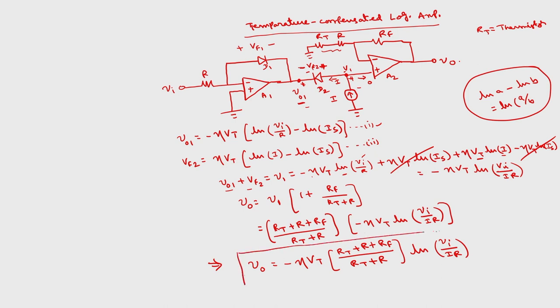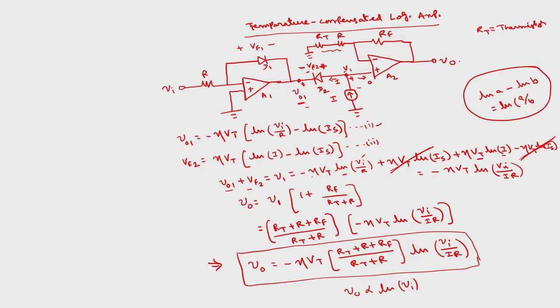So, here also the output is proportional to logarithm of the input. But the advantage of this one is that this temperature dependent value eta Vt is going to get cancelled. As I told, there are two terms in the uncompensated logarithmic amplifier, one is eta Vt, another is logarithm of Is. This logarithm of Is is going to be cancelled, so the ln Is is not present here. Whereas, this eta Vt effect can be nullified by using this thermistor.